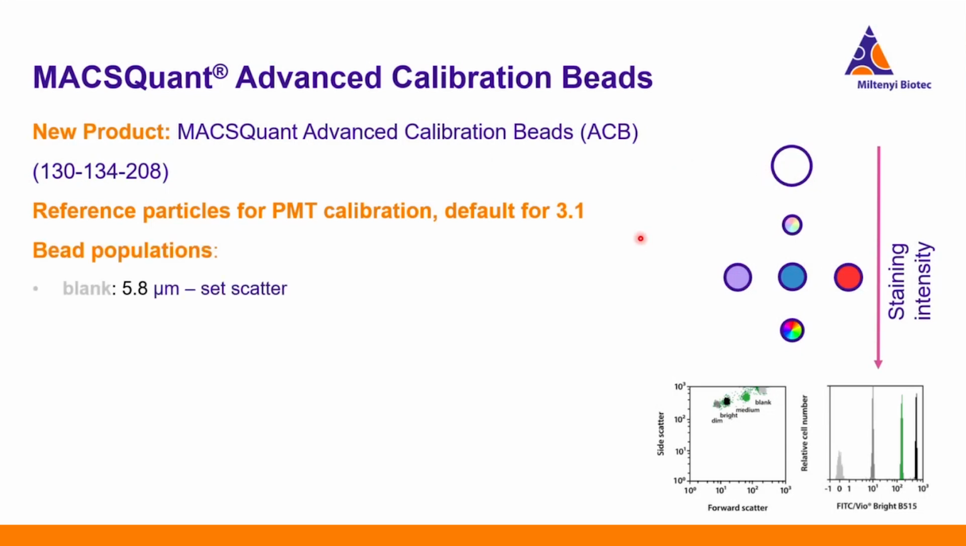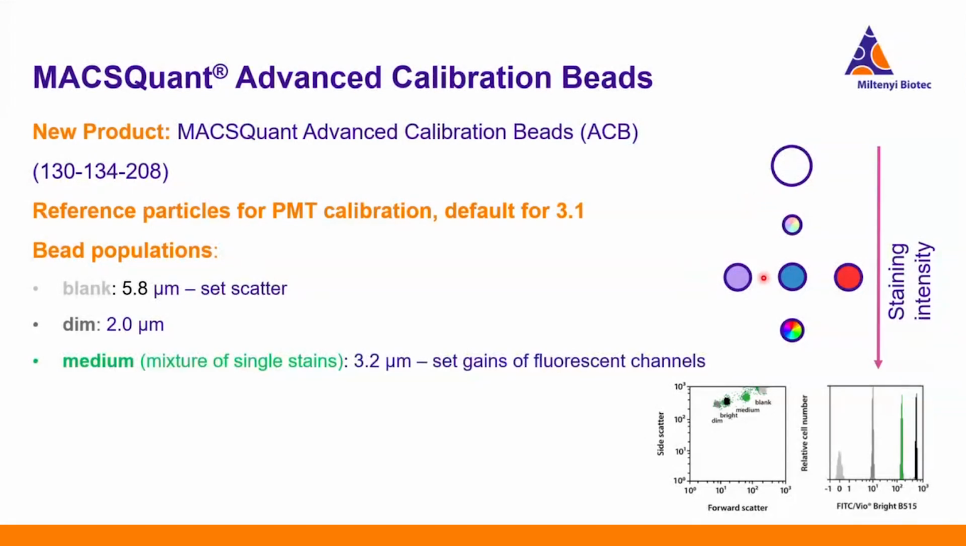We have blank beads. They are quite big and they are used to set the scatter. Then we have dim beads, so they have a dim fluorescent signal in all of the channels of your machine. Then we have beads of intermediate size and also brightness. And this is a mix of single stains, and they will be used to set the gains of the fluorescent channels during the PMT calibration.